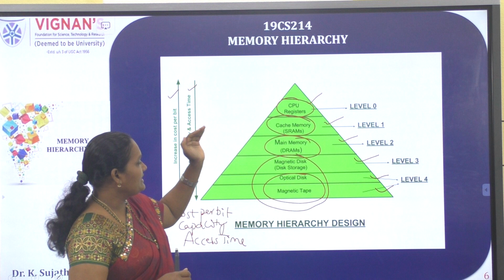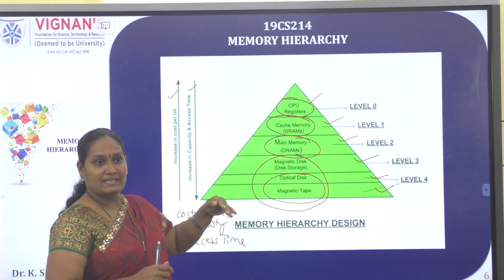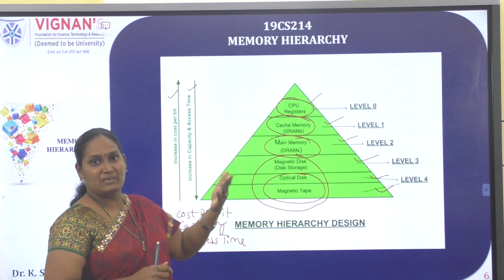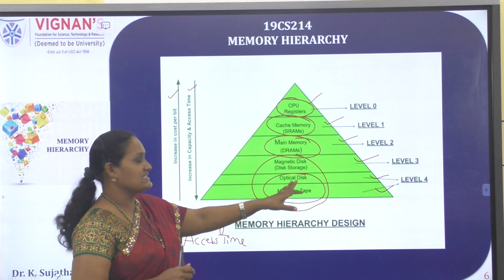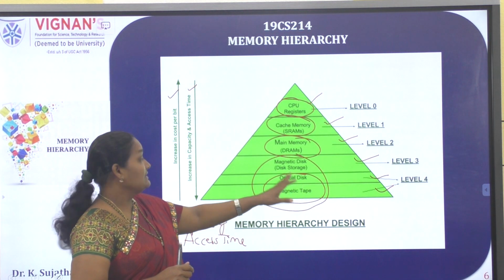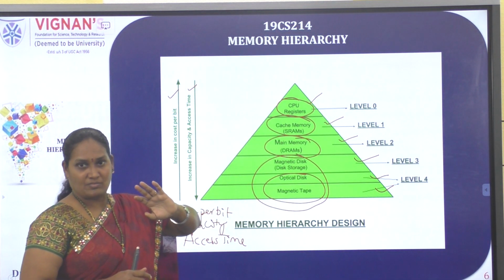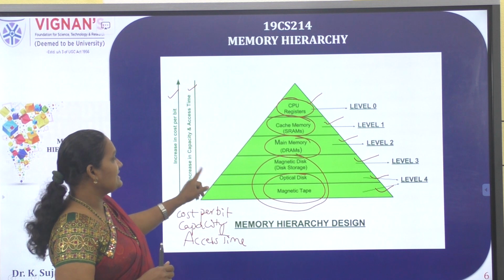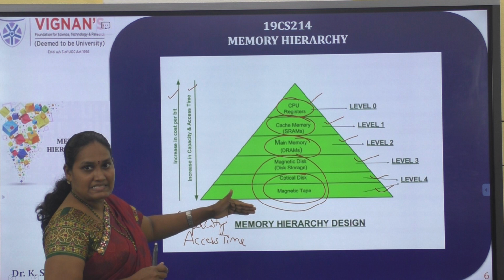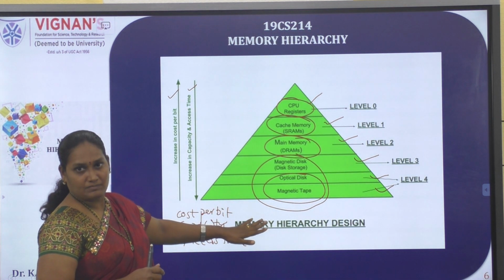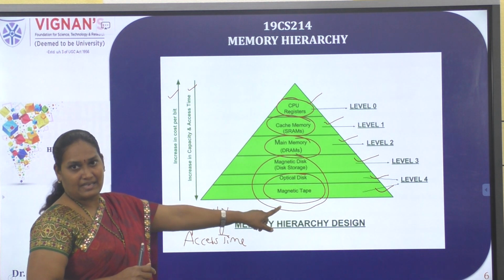But coming to cache memory and main memory, these have a number of locations. Each location can hold either 16 bits or 32 bits, etc. And external storage devices or secondary storage devices are very large when compared to main memory and cache memory. So the capacity, that is the size of memory, increases from top to bottom. These have less size and these have high size.